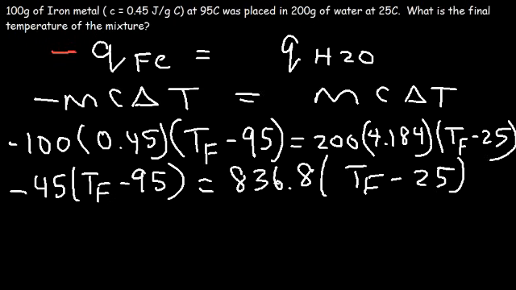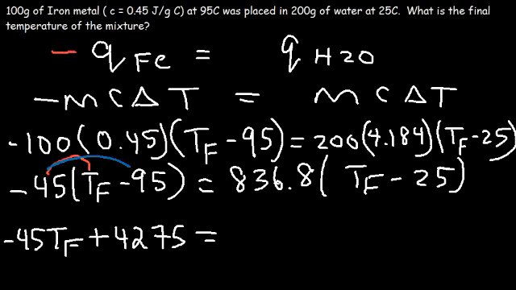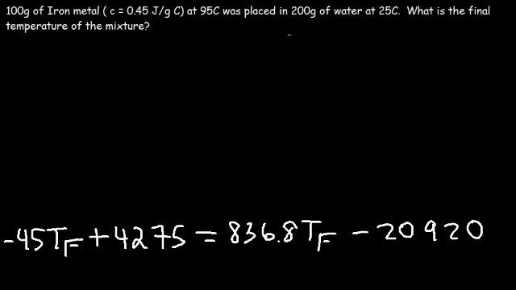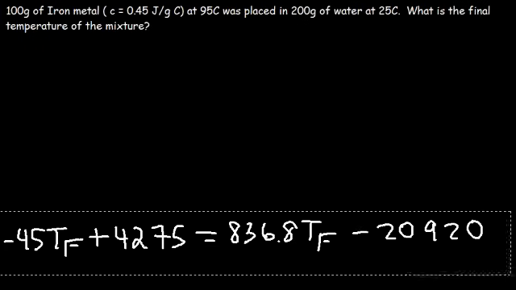So now what we need to do is distribute. Negative 45 times TF, that's negative 45 TF, and negative 45 times negative 95 is equal to positive 4,275. Now, if you multiply those two, it's going to be 836.8 times TF, and then 836.8 times negative 25 is negative 20,920. Let's move this up.